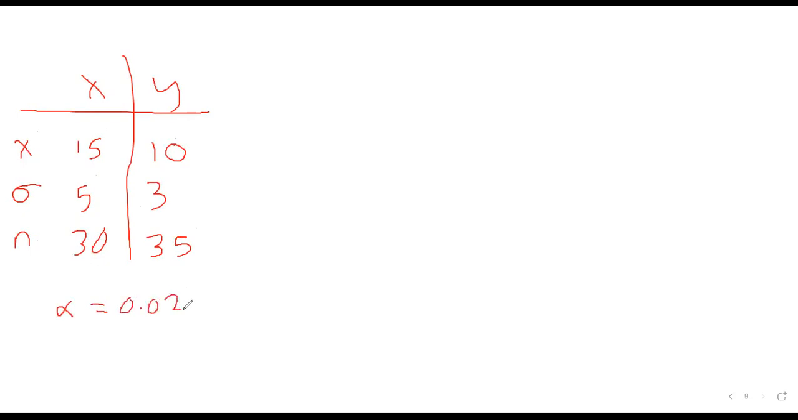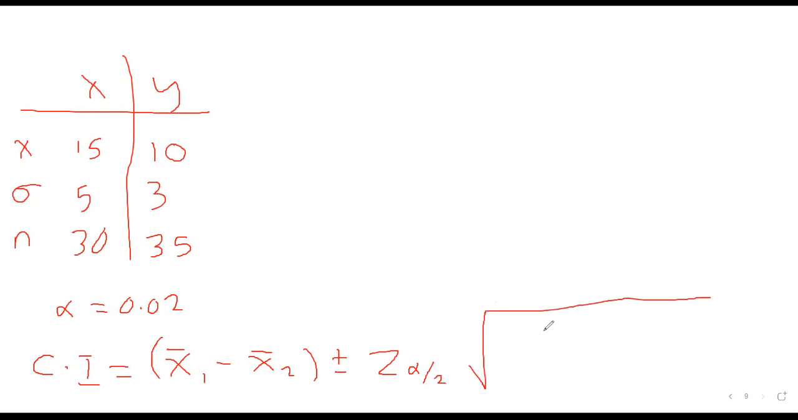So when you have two samples, the confidence interval formula becomes CI equals the mean for the first sample minus the second mean, in short, the difference between the two means, then plus and minus z alpha over 2, and the square root of the first standard deviation squared, divided by its sample size, plus the second standard deviation squared over its sample size. So let's use this formula to substitute the data here.